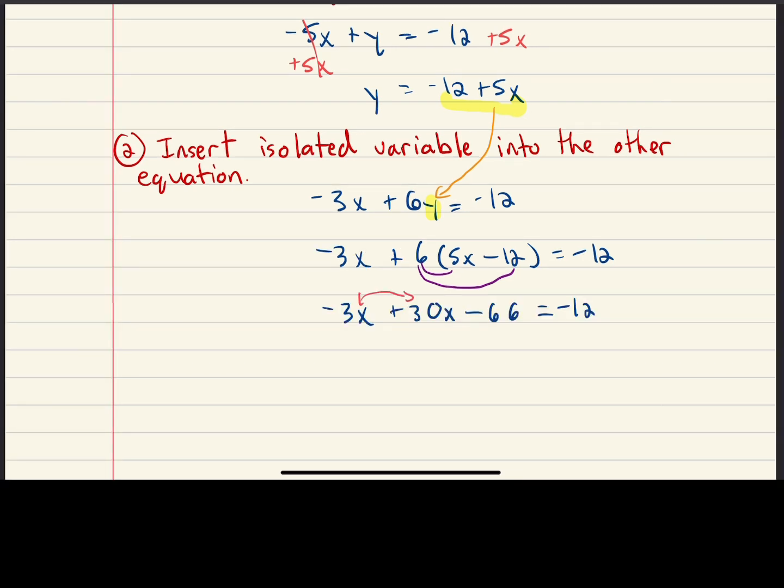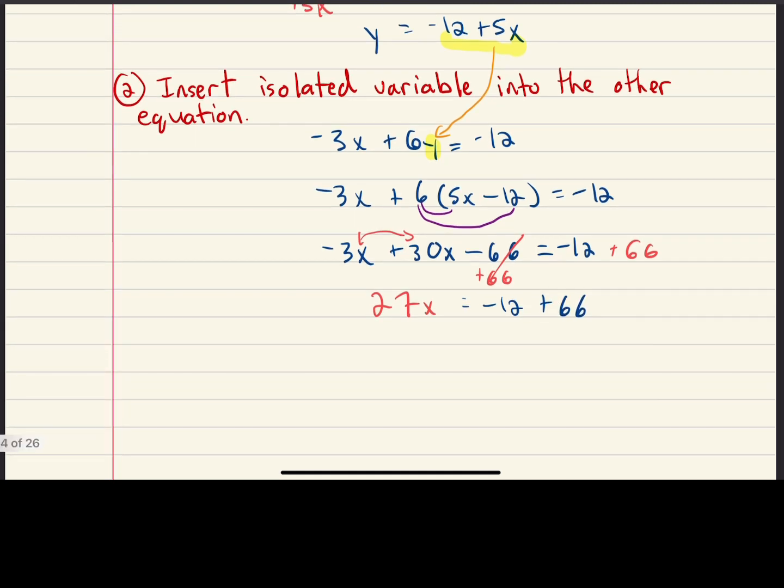That means we're going to collect the x's together and add them. So negative 3x plus 30x is going to give us 27x. And then the minus 66 over here, we're going to add 66 to both sides so that it's gathered with the non-x term on the right side. And so that would give us this equation that's left: 27x is equal to negative 12 plus 66. And of course, that would then result in 27x is equal to 54.